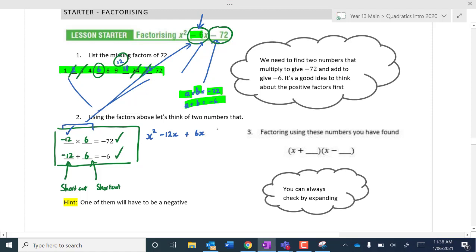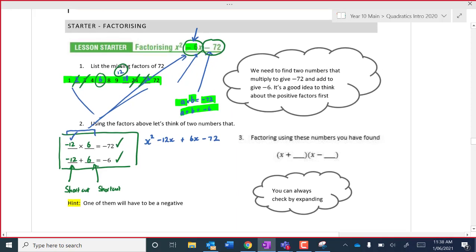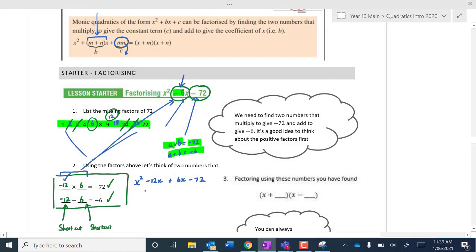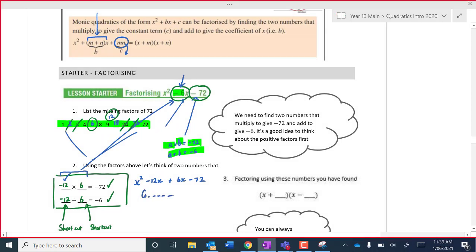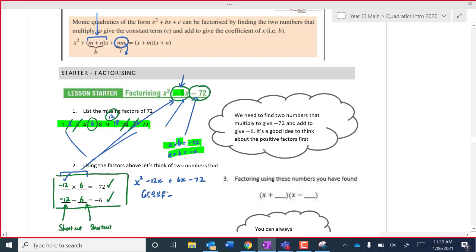And then I've got, of course, minus 72 on the end. Now, I've got 4 terms, so when you're thinking 4 terms, what should you be thinking? You should be thinking of something starting with G, which anybody can shout out. What are we looking for? Grouping. Okay, so we're looking for grouping. When I've got 4 terms, I'm thinking grouping.